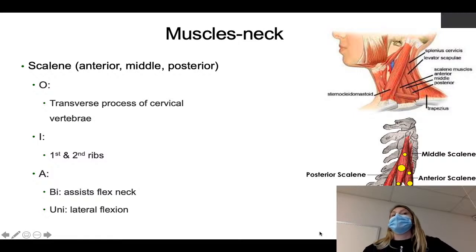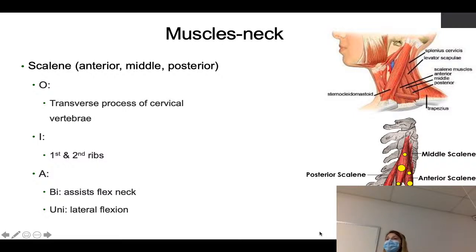Okay, next are our scalenes. We have 3 scalenes, an anterior, a middle, and a posterior, but together they are just the scalenes. So you can see the sternocleidomastoid sitting on top of the scalenes, and we have our 3 scalenes deep to that on kind of the lateral side of our neck. And here it is with all the other muscles taken off.